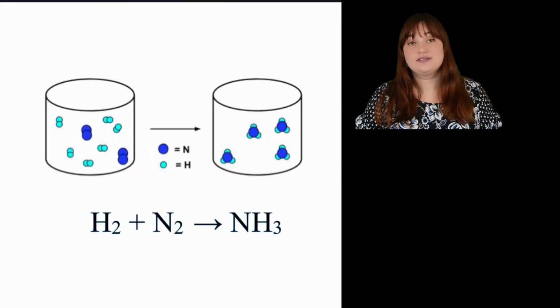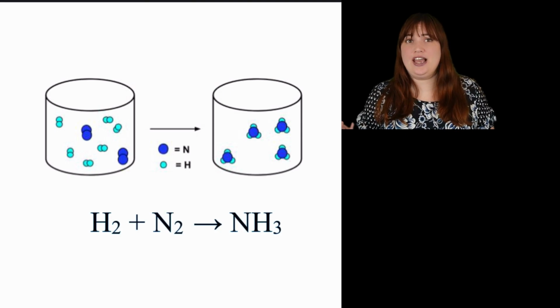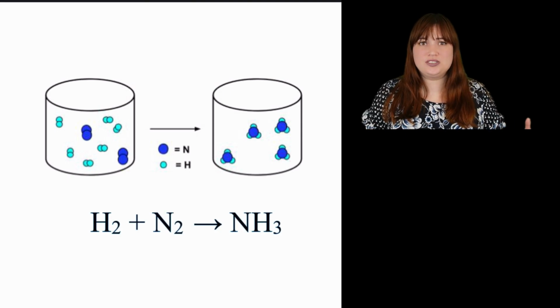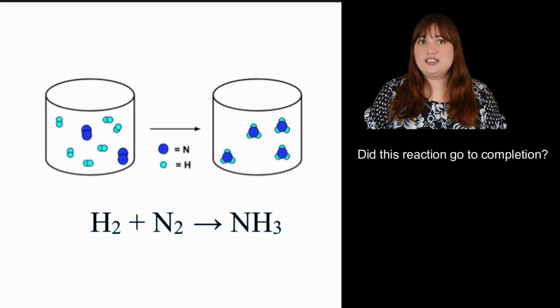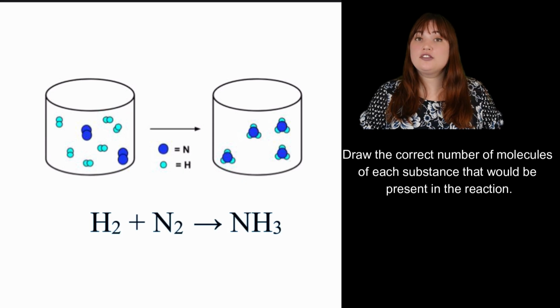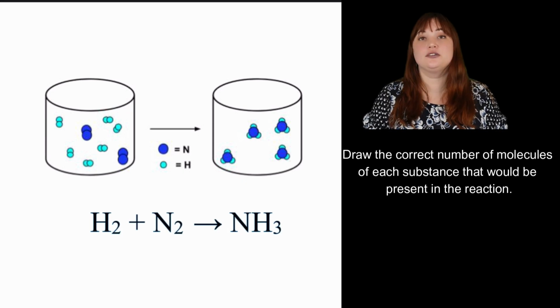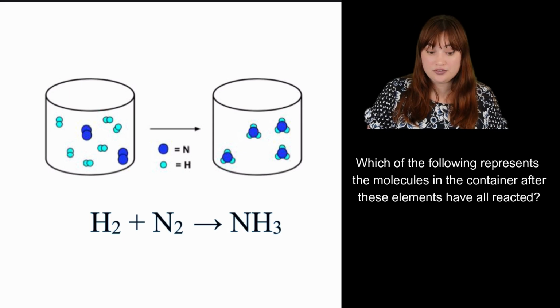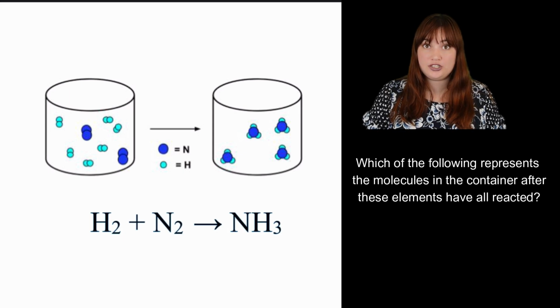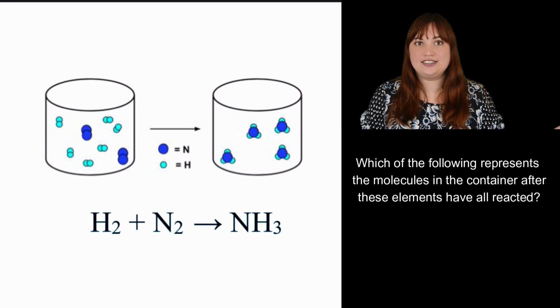In chemistry, sometimes we see models of chemical reactions that look like this, where we have circles or some kind of shape that's supposed to represent atoms or elements and molecules. They might ask you questions like, did this reaction go to completion? How did the reactants form products? Draw the correct number of molecules of each substance that would be present in the reaction. Or even, which of the following best represents the molecules in the container after these elements have all reacted?